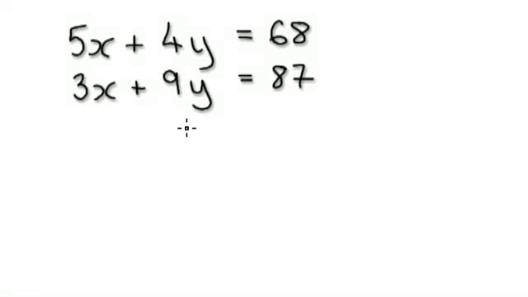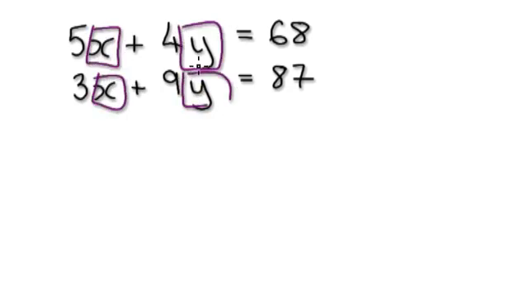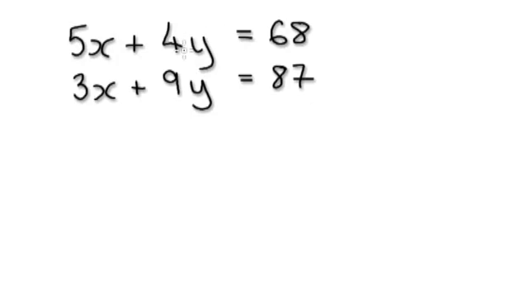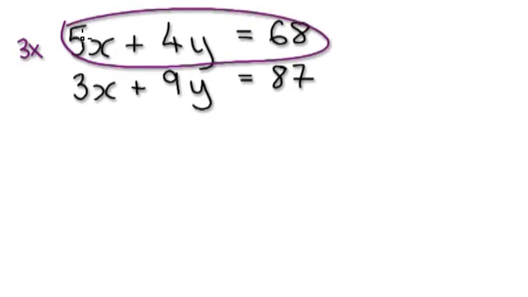Okay, so you should try and have a glance to see how you can kill off either the x or the y. In this case it doesn't matter which one you kill off. Let's try and kill off the x here. If we times the first equation by 3, and then we times the bottom one by 5, then the coefficient of the two x's would be the same, in which case we can kill one off.